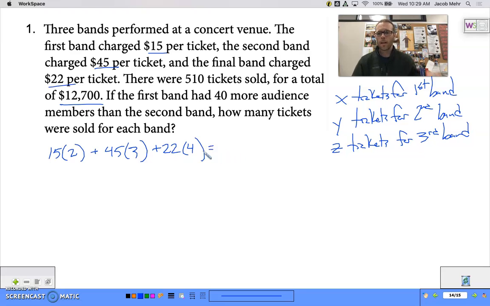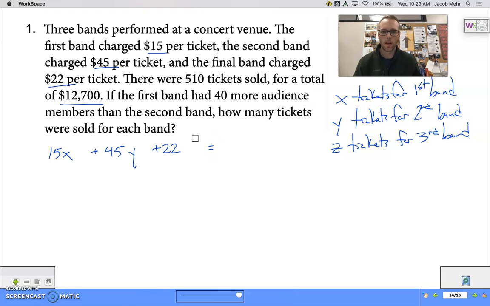Okay, so then I think, well, we don't know it's actually 2 here, so let's call that X. And we don't know it's actually 3, let's call this Y. Remember Y is the number of tickets for the second band, and the number of tickets for the third band is Z. So when we take these total number of tickets times the cost for each ticket, that has to give us that $12,700. Okay, so there's one equation.